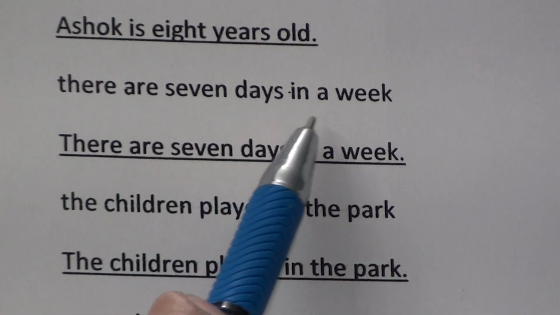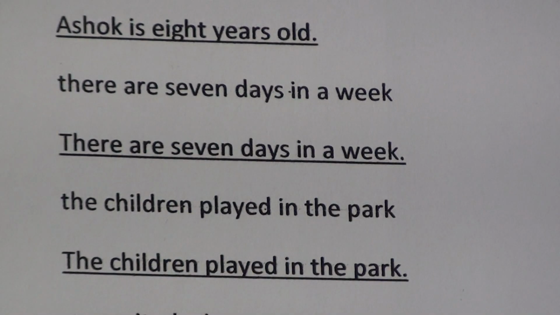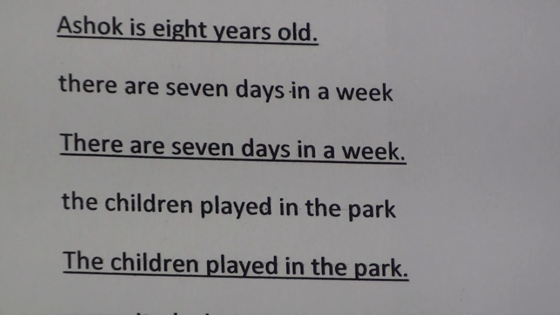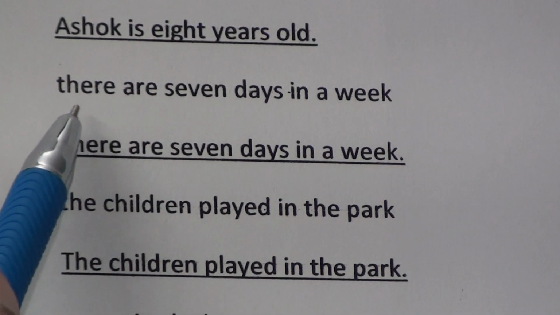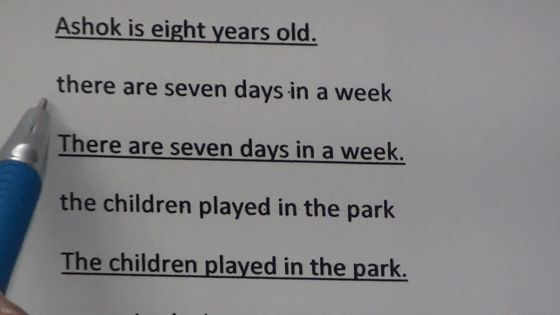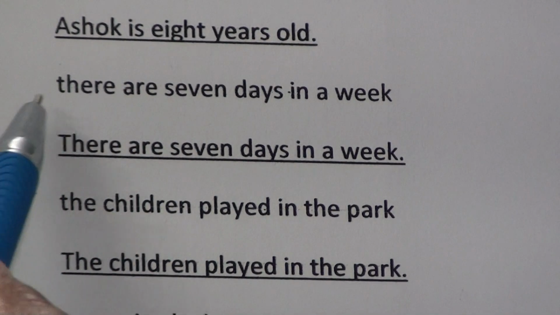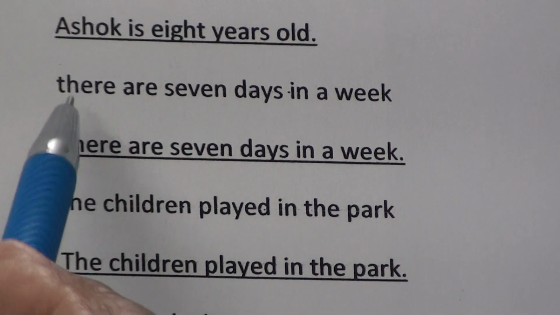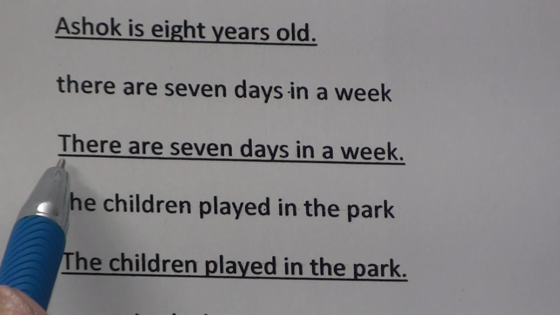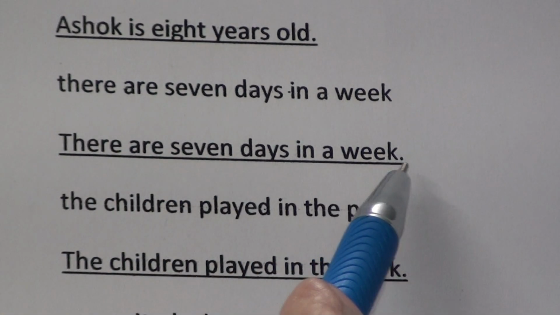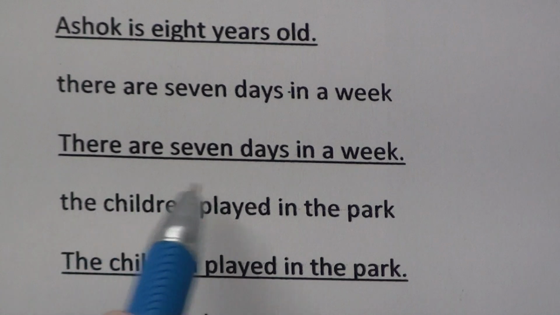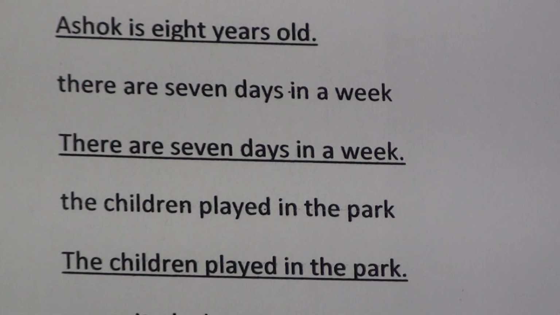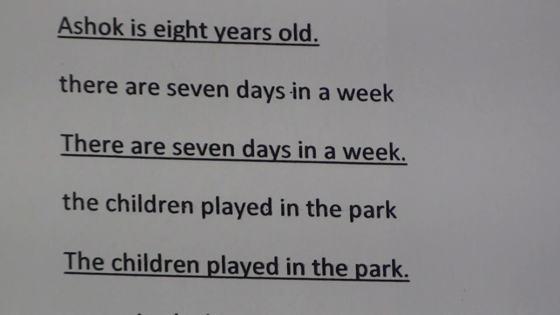There are 7 days in a week. Is it correct? No. The two important rules are missing. This is the first word of the sentence, so its first letter must be a capital. So, There are 7 days in a week, and there must be a full stop at the end of the sentence. Now the next sentence.